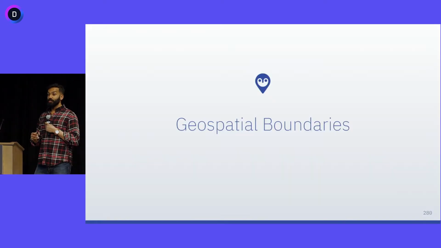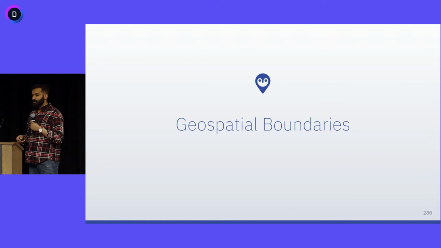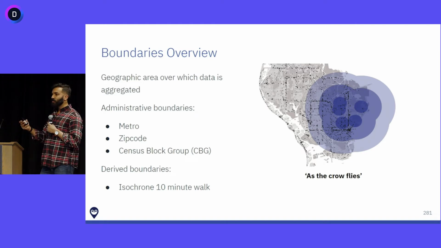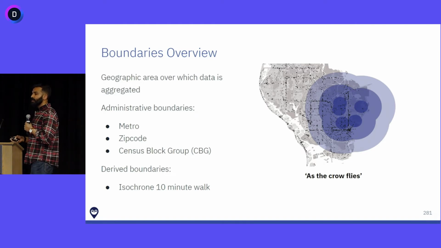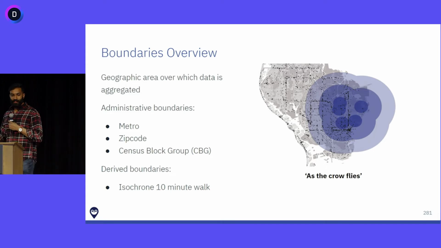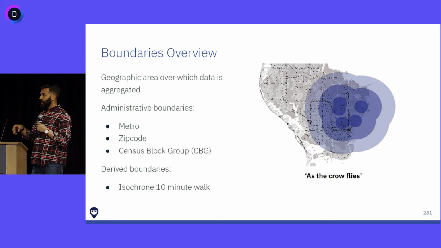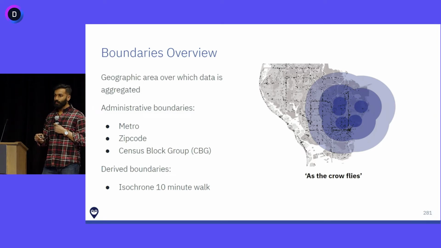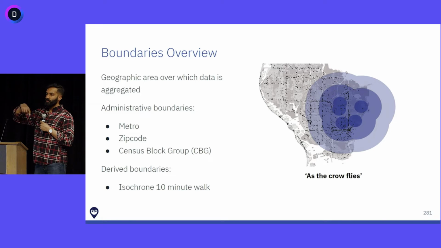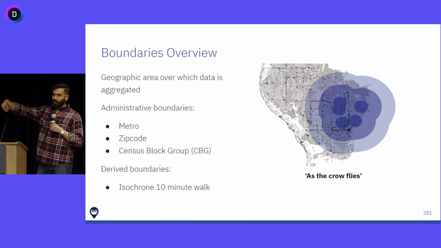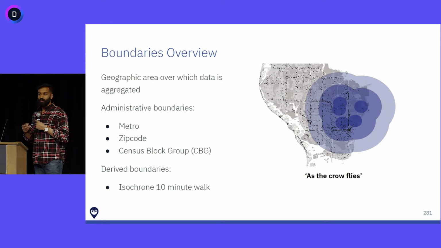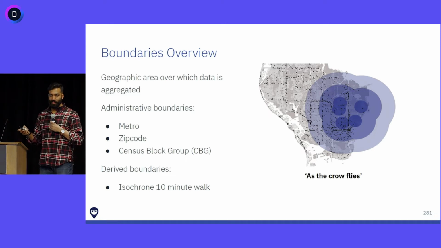So next, we'll talk about geospatial boundaries. To us at Iggy, a geospatial boundary is any geographic area over which data is aggregated. You have administrative boundaries like a metro area, census block group, census tract, zip code, and then you have derived boundaries. One that we think is very powerful is an isochrone 10-minute walk. It's a polygon around a location, and everything within that polygon is within a 10-minute walk of that location. This is how we believe humans interact with their surrounding environment.